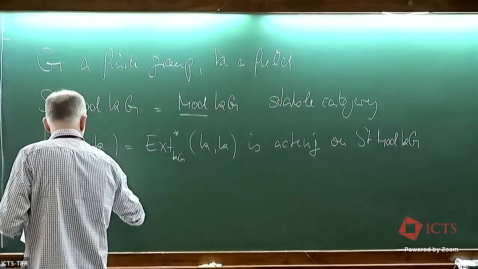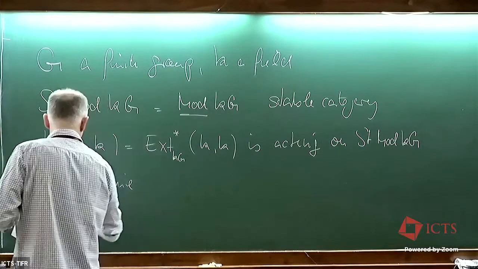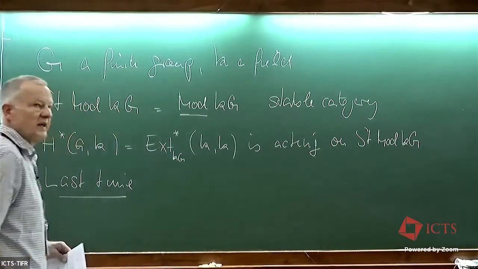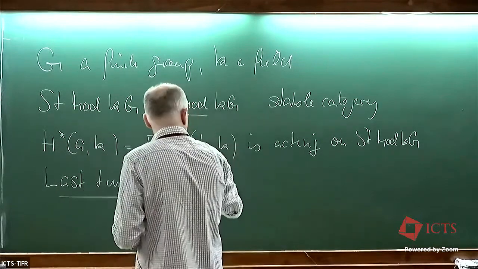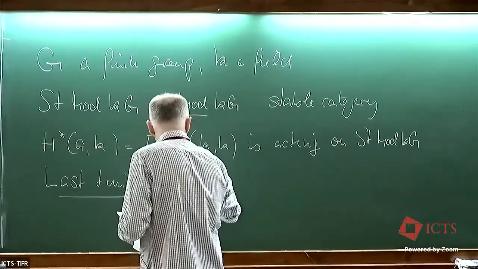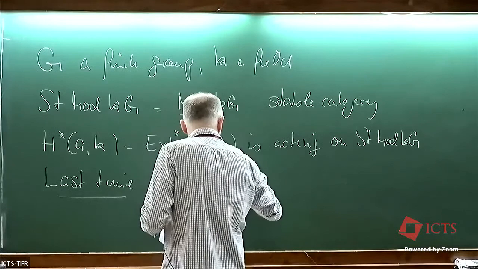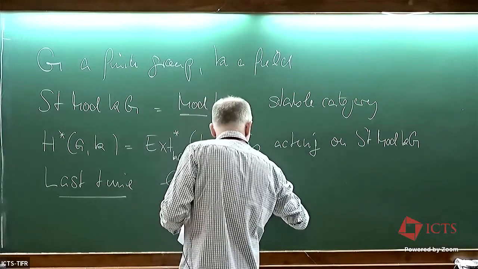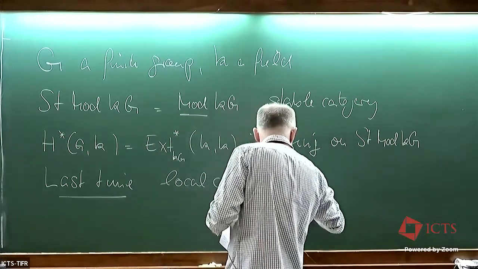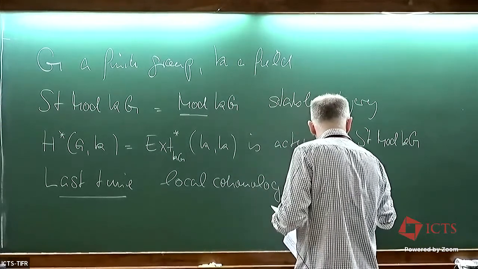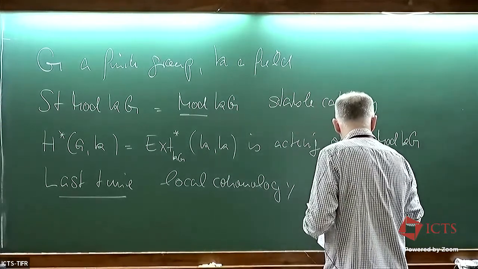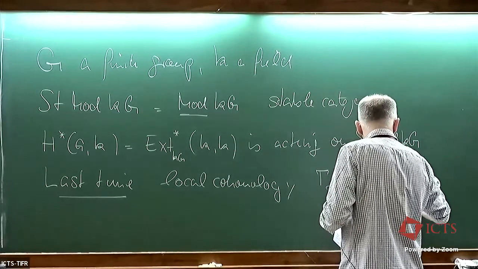So last time, we have used that action already because we constructed these local cohomology functors, which are denoted by gamma p for each prime. So these are endofunctors.